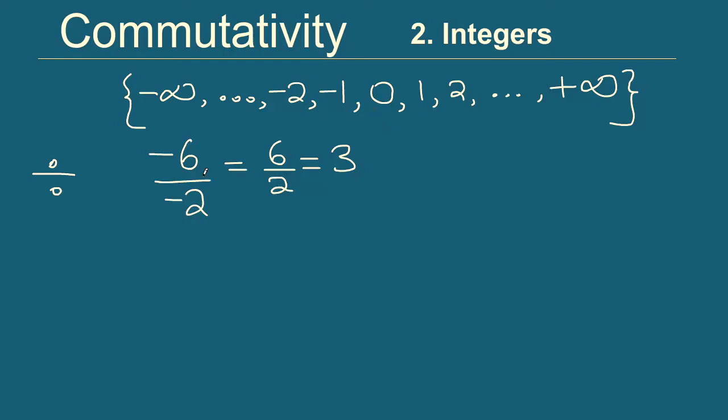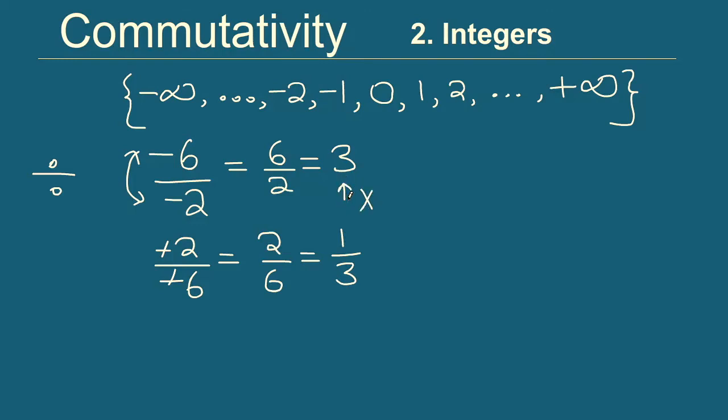Right? Now let's switch the numbers, and let's do minus 2 divided by minus 6. So minus minus will again cancel out. We are going to be left with 2 by 6, which will be 1 over 3. So we see these two are not equal. These two are not the same, right?